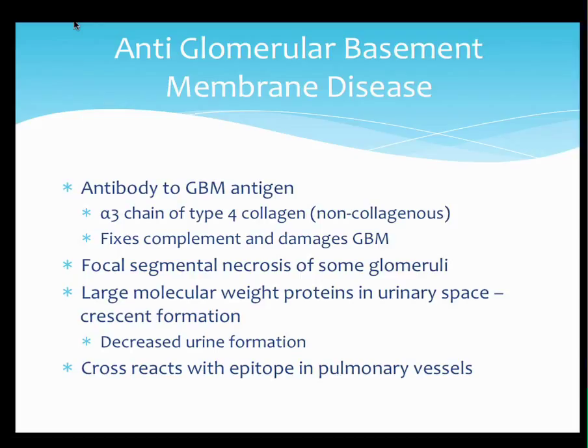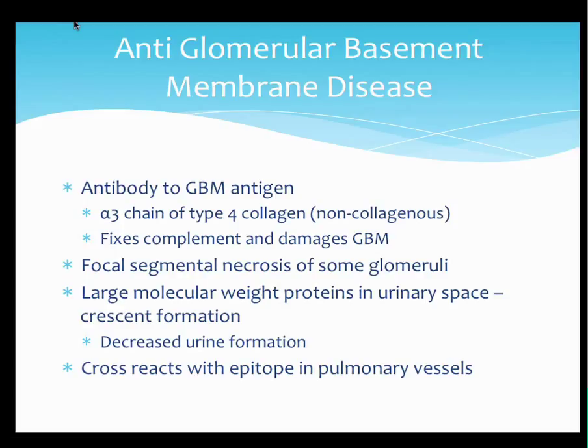Antiglomerular basement membrane disease, as I said earlier, is a relatively rare disease but produces a very severe glomerulonephritis with very severe renal failure, often leading to loss of renal function requiring renal replacement therapy. We know that this is due to a spontaneous development of an antibody to a glomerular basement membrane antigen. This antigen is the alpha-3 chain of type 4 collagen, actually the non-collagenous portion of type 4 collagen.